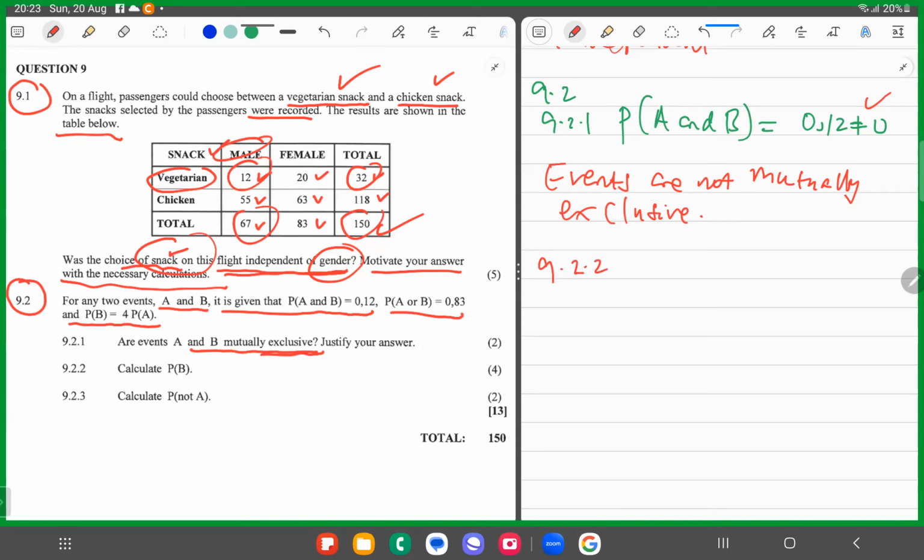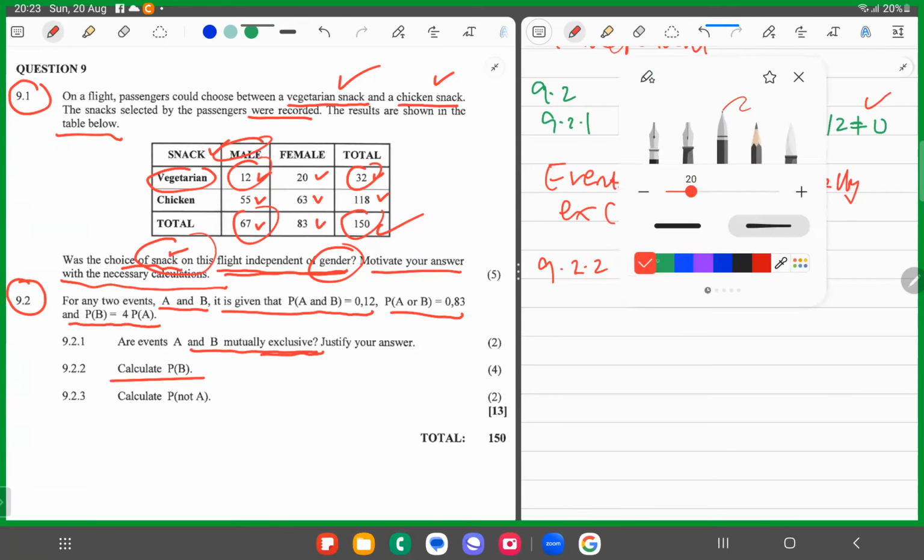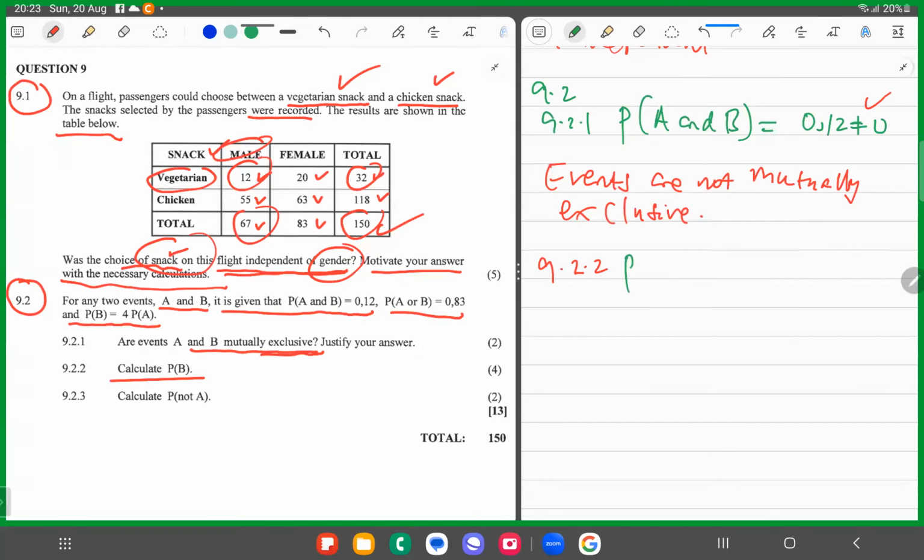9.2.2. Calculate the probability of B. The probability of B would be as follows. The probability of A or B is the probability of A plus the probability of B minus the probability of A and B. I'm running out of space here, let me write below.